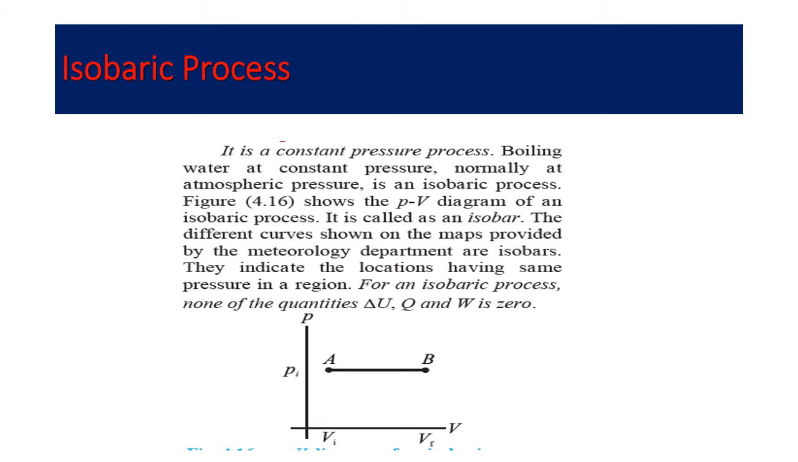For an isobaric process, none of the quantities delta U, Q, that is the heat supplied, and W, that is the work done, is 0. The graph below shows the work done under isobaric condition. We can see there is an expansion of gas from the initial volume Vi to the final volume Vf under constant pressure.